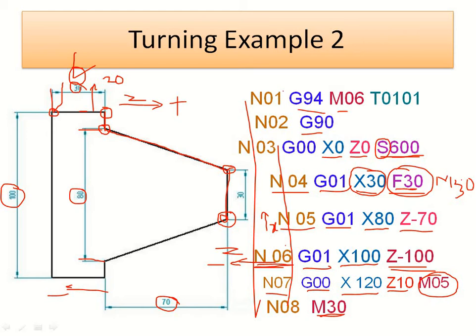Similar way, sorry, M not M30, M03, sorry, that's M08. For coolant on we can use M08, and for coolant off we can use M09. Here, before the end of the program, we can use M09.